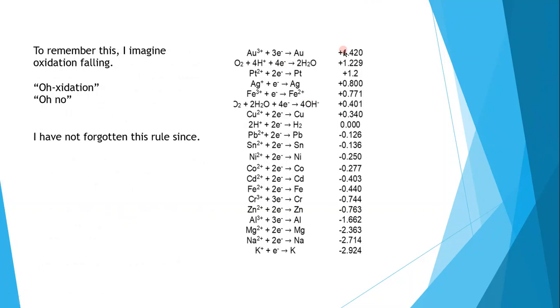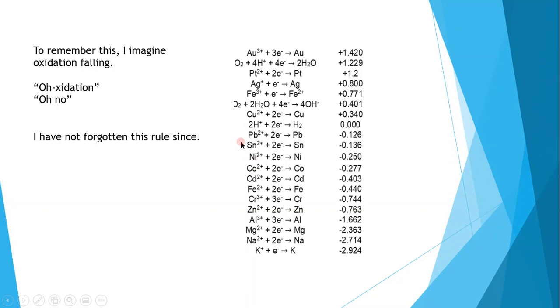To remember this, I imagine oxidation falling. Oxidation sounds like, oh no. So I have not forgotten this rule since. So when you have a question that says, okay, you've got nickel and you've got tin, which is the anode, which is the cathode, I know this is the anode because it's oxidation, oh no, it's falling, so it's done.